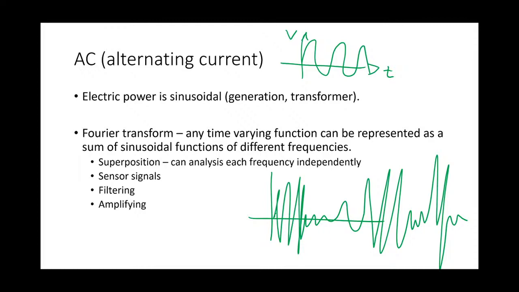But the upshot of that is that through superposition, because most circuit components have the property of superposition, they're all linear components, you can analyze each frequency independently and see how the circuit affects each frequency. So this is useful in dealing with, say, signals from sensors. So you can therefore build circuits that do certain kinds of filtering or amplifying particular frequencies versus others.